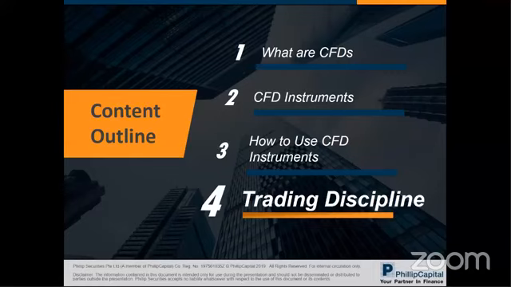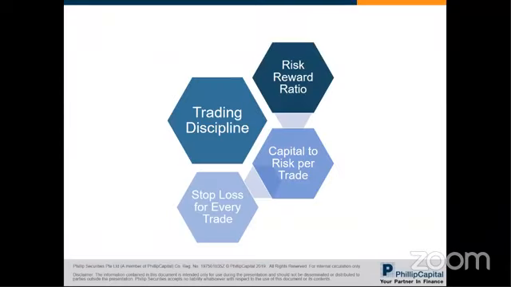When you're trading CFD leverage products and you have trading discipline, your trading journey is more sustainable and the chance of making a profit is quite high, because you know how to manage your risk, protect your downside, and let your profit run, so your upside is unlimited when you long a position. Trading discipline includes a stop loss for every trade, and you need to budget your capital to risk per trade, and the risk reward ratio.